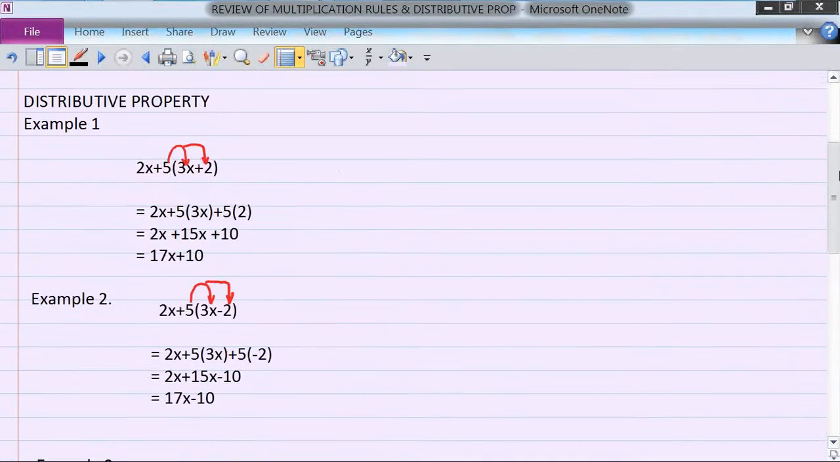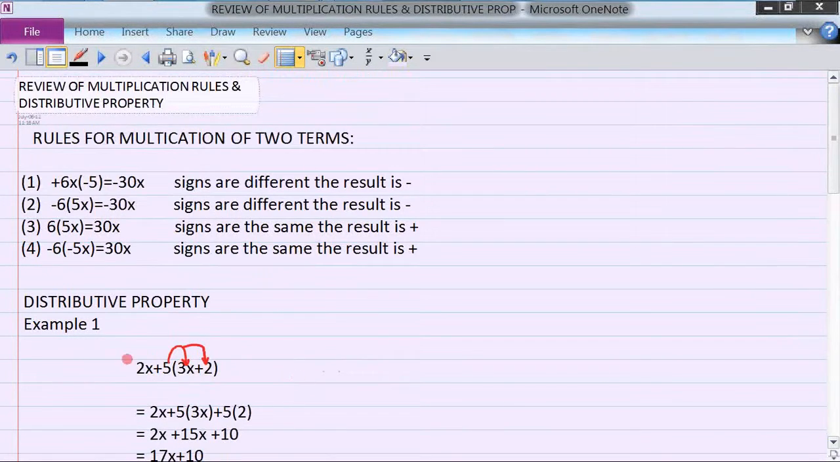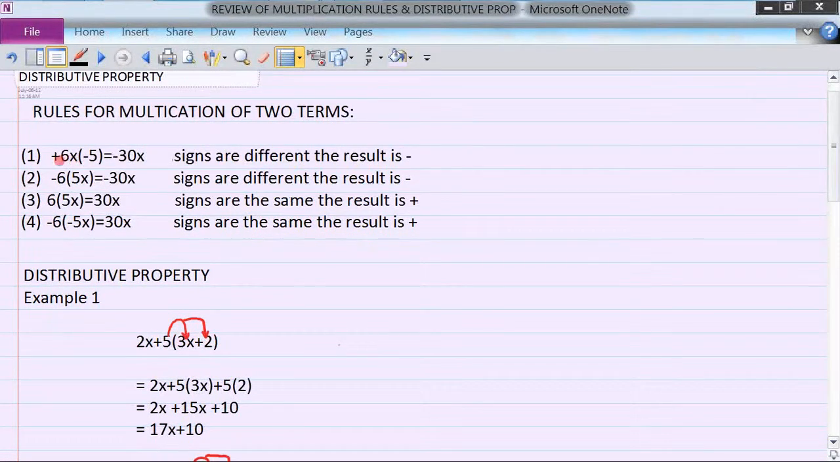So what we've done is looked at the distributive rule and combined it with the multiplication rule in order to remove this bracket here. And we discussed that in topic 1. It's a very basic property, and you should be familiar with the multiplication of two numbers and how you use the distributive rule to remove the bracket.